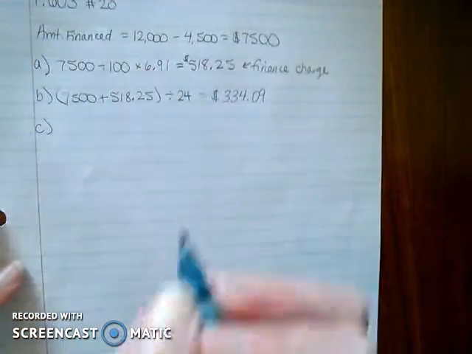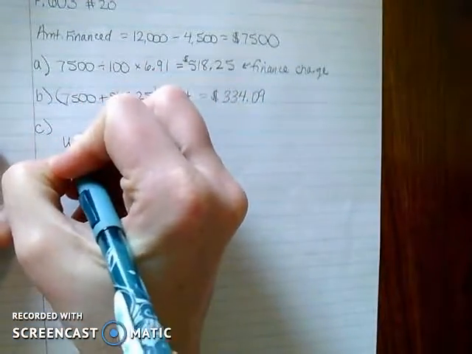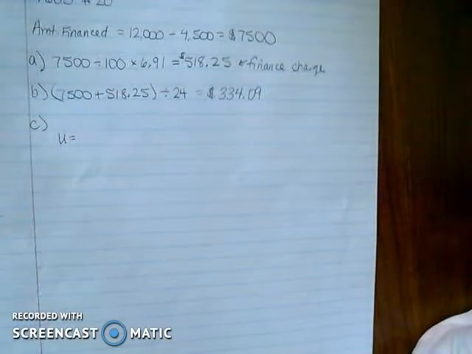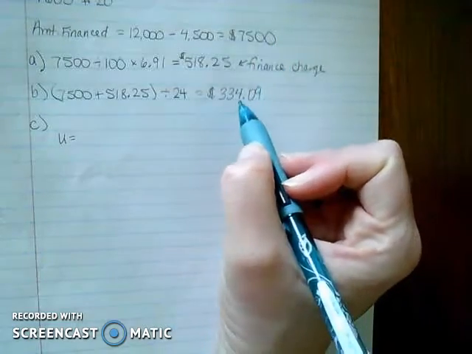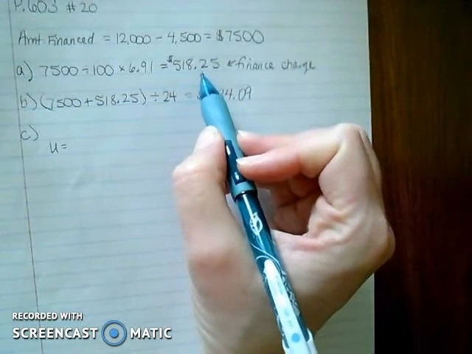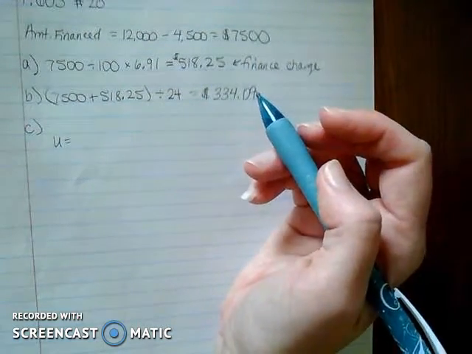Part C, though, he's going to decide to pay it off after 1 year. So on his 12th payment, his 1 year's over, he decides just to pay the whole thing. So how much is he going to save? That's the U formula, the unearned interest, the interest he doesn't have to pay. Again, he still has to pay $7,500 total. He just doesn't have to pay all of this. That's what we're figuring out, is how much of that he doesn't have to pay.